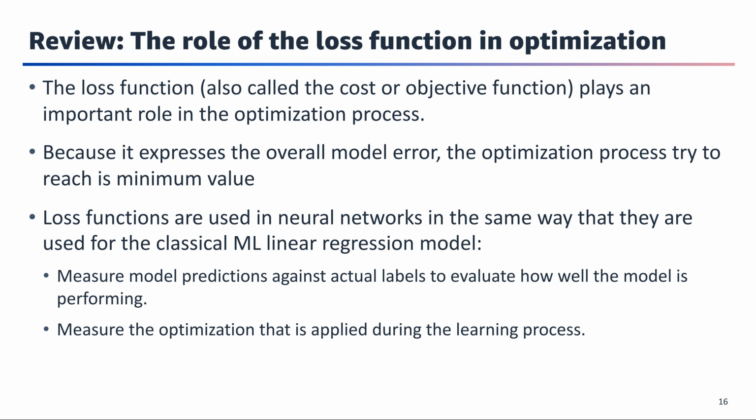The loss function, also known as the cost or objective function, plays a crucial role in the optimization process. It expresses the overall model error, and the optimization process aims to reach its minimum value. Loss functions are used in neural networks in the same way as they are used for classical machine learning linear regression models, to measure model predictions against actual labels and evaluate how well the model is performing, as well as to measure the optimization applied during the learning process.